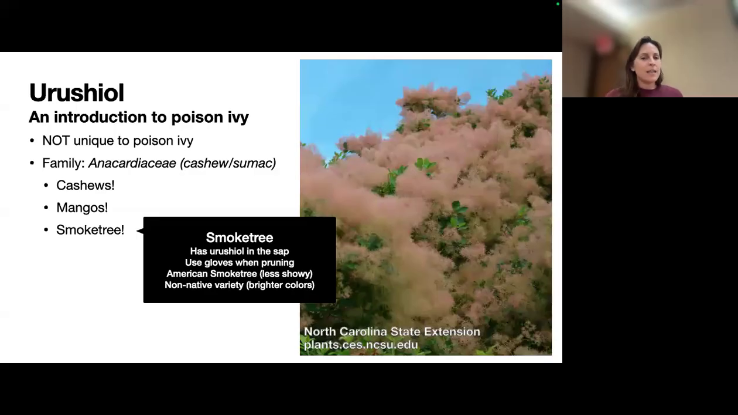And then another one is smoke tree. And so this is an ornamental plant in Minnesota. It is not native to Minnesota, but there are two varieties. Well, there's actually many different varieties. There's the American smoke tree that is native to the Appalachian region. And then there are European varieties and also Asian varieties. And the smoke tree does, in fact, have urushiol in the sap.